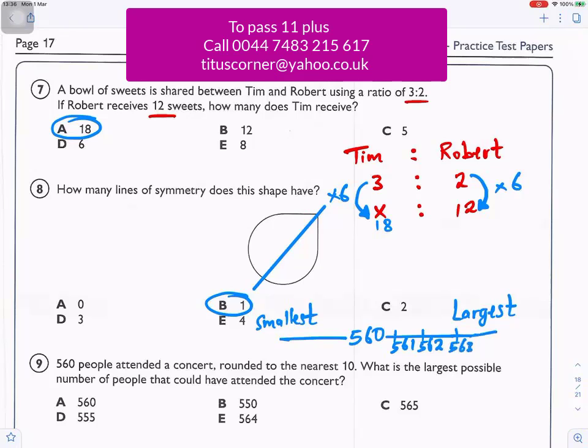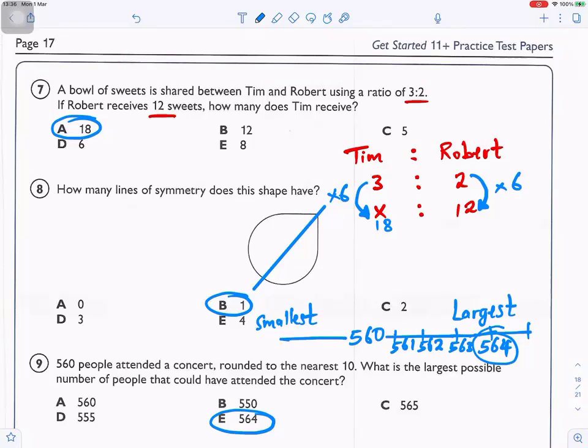563, you round it down to 560. 564, you round it down to 560. But you cannot use 565 because you round it up to 570. So the largest number is 564. So you would choose 564 on that list, as the largest number that rounds to 560 to the nearest 10.